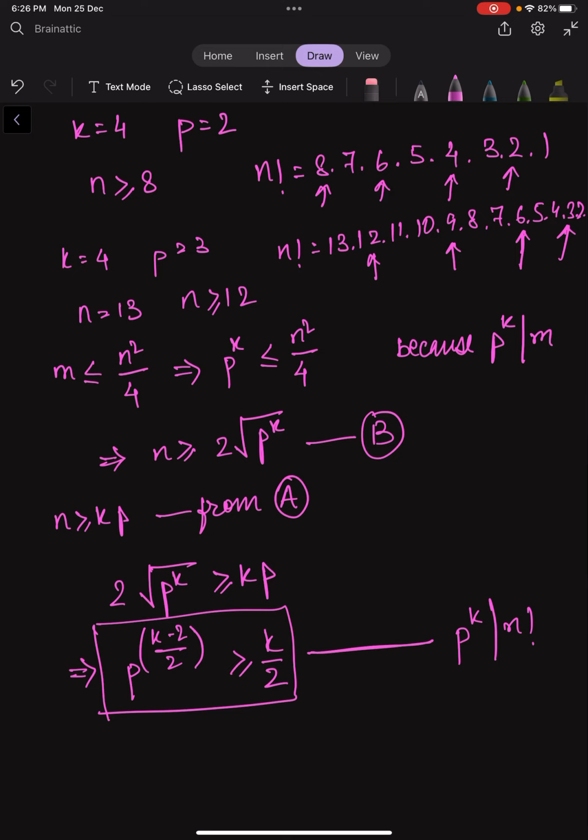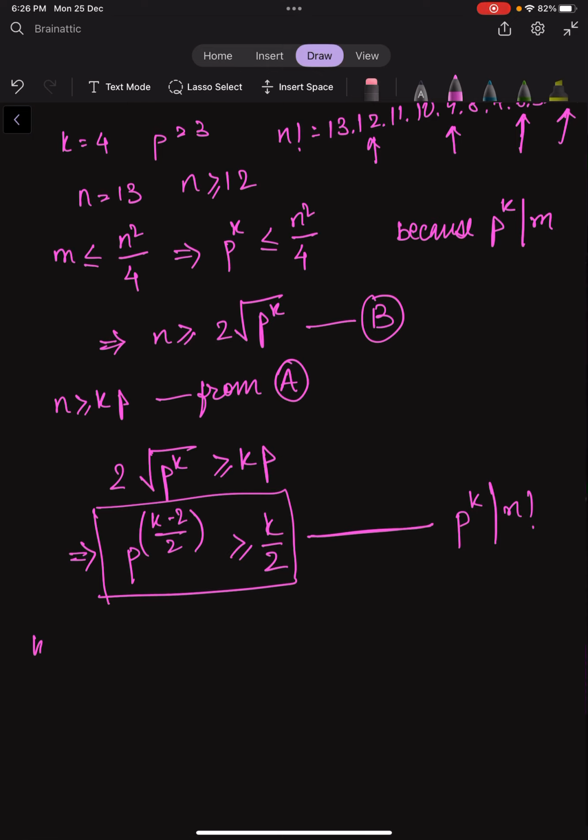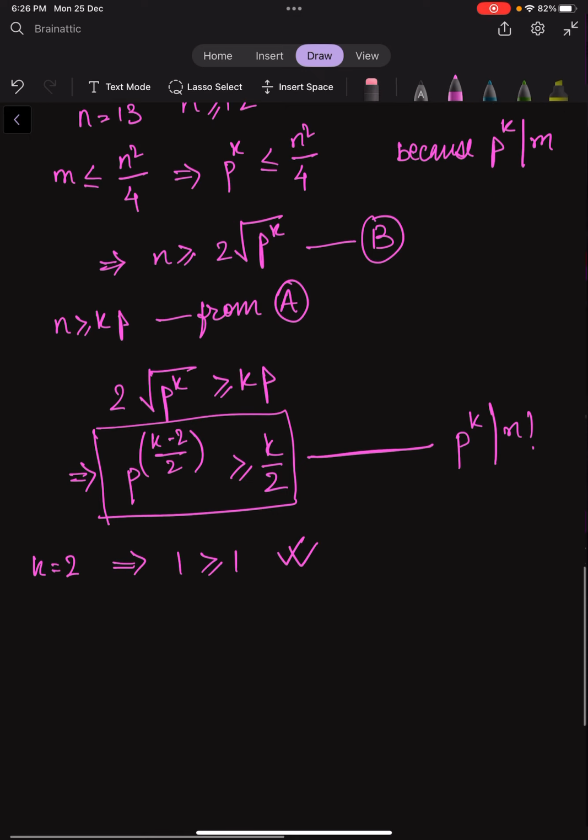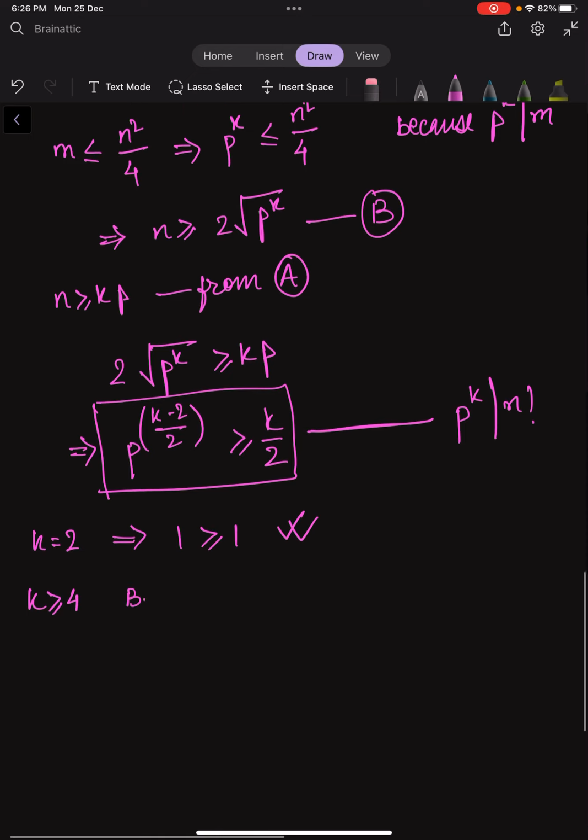Now we'll take it on a case-to-case basis. Suppose k is equal to 2, then we end up with a relation like 1 greater than or equal to 1, which is satisfied. Now let us take the condition that k is greater than or equal to 4. For all cases k greater than or equal to 4, we'll apply Bernoulli's inequality here.